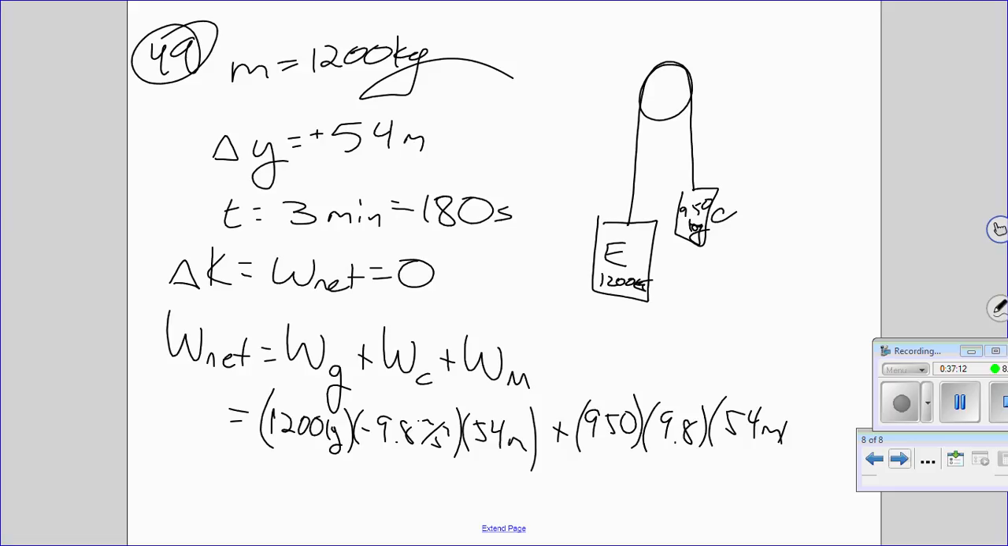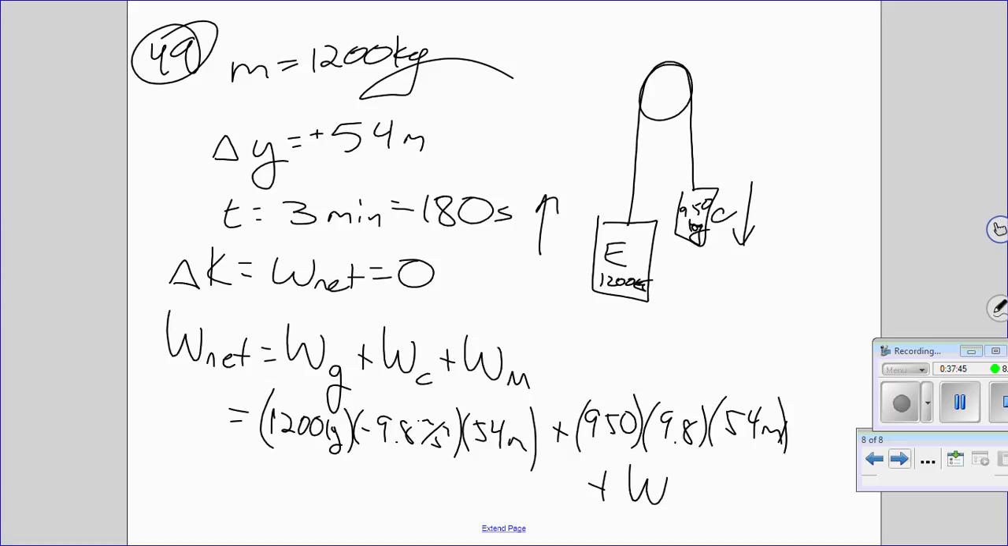Wait, so the elevator's going down? No, the elevator's going up, the counterweight's going down. So since the counterweight is going down, it's pulling the elevator up, right? So why is the elevator negative? Oh, that's gravity. This is gravity on the elevator. So gravity's pulling down while the elevator goes up. So gravity's working against the elevator's motion. Okay. But the counterweight is working with the elevator's motion. Follow? Yep. All right.